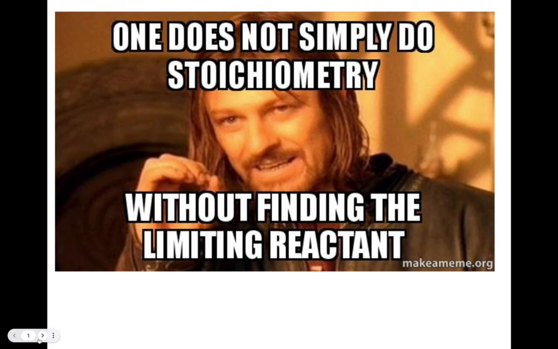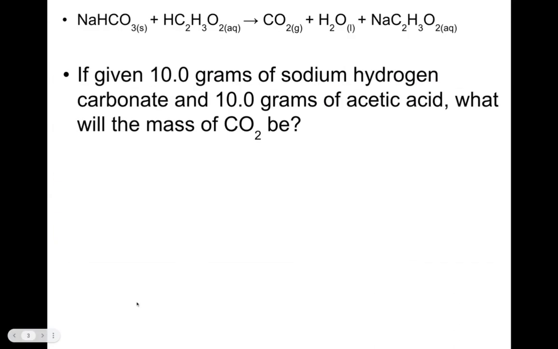So if you notice, right away we look at this equation here. And this equation should look fairly familiar to you because we've done a lab or two with it. We have sodium hydrogen carbonate, acetic acid forming carbon dioxide, water, and sodium acetate. And you notice what's different about this from the other problems we've done is we have 10 grams of sodium hydrogen carbonate and we have 10 grams of acetic acid.